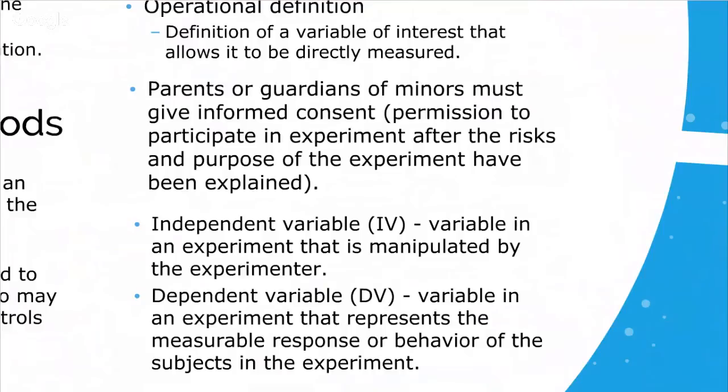The dependent variable is a variable in the experiment that represents the measurable response. So this would be whether the person decides to take the dollar or whether they decide to leave the dollar. Okay, so again, one more time before I move on. The independent variable is something that you can change in the experiment. The dependent variable rests solely on the actions or the measurable response of the people in the experiment.